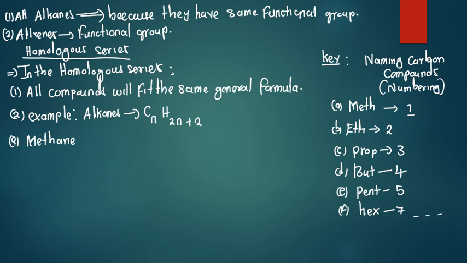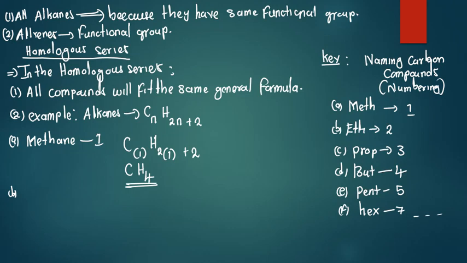So for methane, we are simply talking of 1 carbon atom. In the formula, we are going to put 1 there where there is n. And then this is going to be C. Then 2 multiplied by 1, it's 2. Plus 2, it's going to be a 4. So this is the formula for methane.